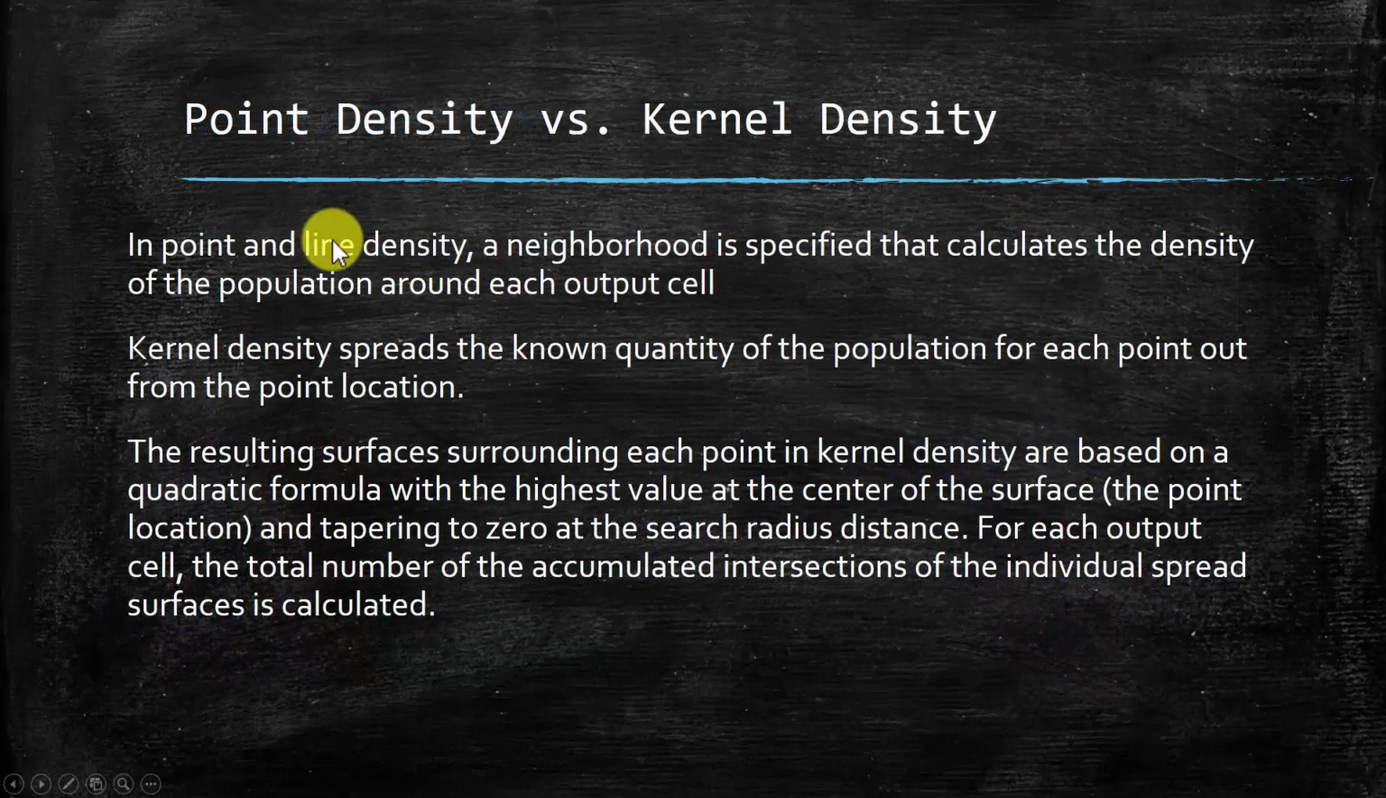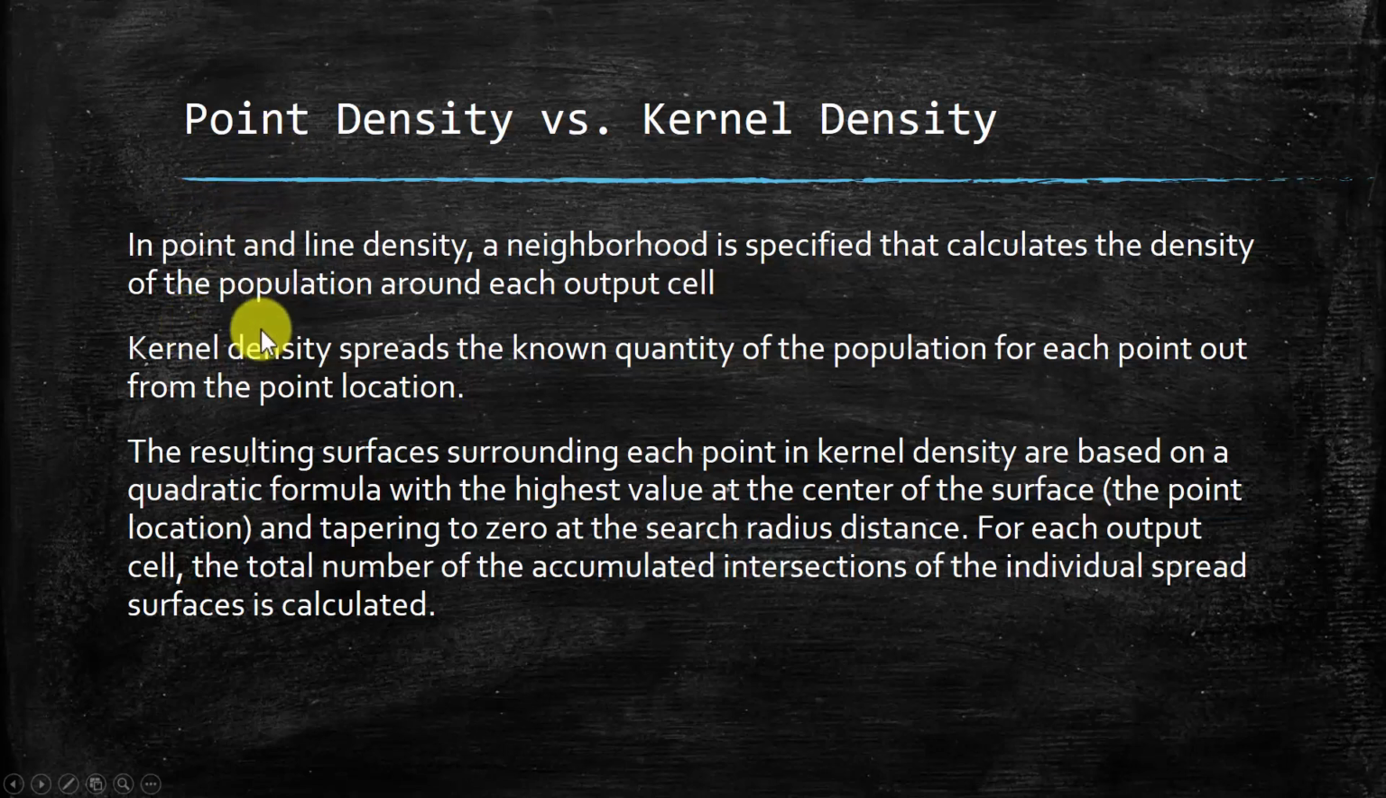So here's a slide with a lot of text that tries to summarize the difference between point and line density versus kernel density. So in point and line density, a neighborhood is specified that calculates the density of a population around each output cell. So you define a window, it's a moving window analysis. You calculate the number of points or the length of lines within that window and divide by the area of the window, store that on the cell, move on to the next cell.